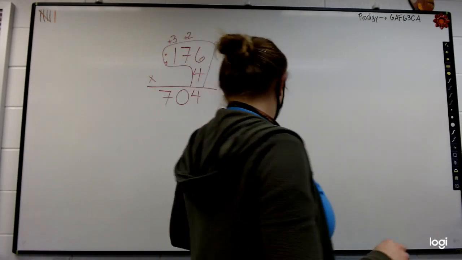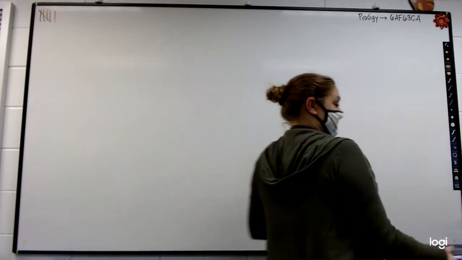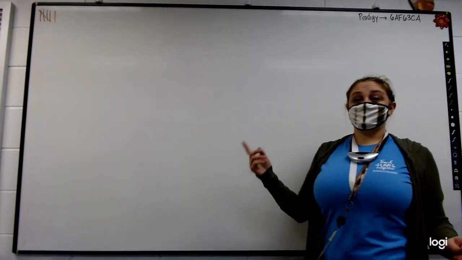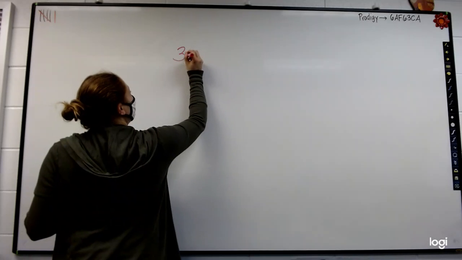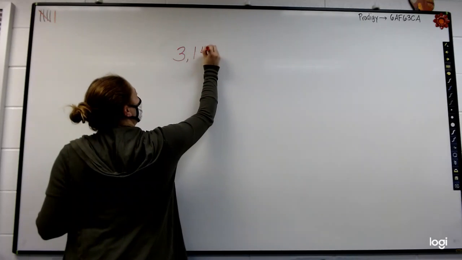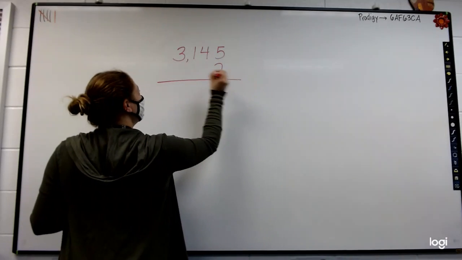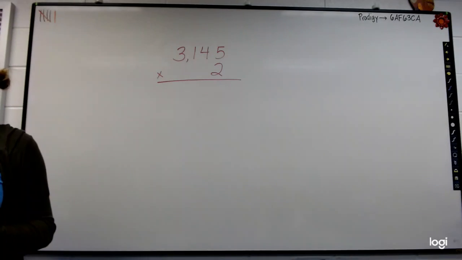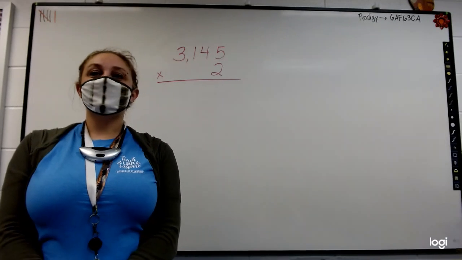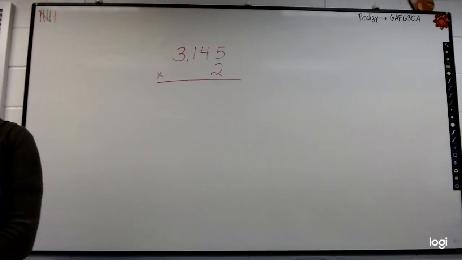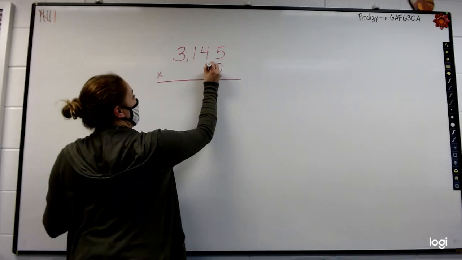All right. Let's try another. Erase your boards. After this one, I'm going to have you try one on your own before we check, so make sure you follow with us this time. Let's do 3,145 times 2. Copy it down. Hopefully I don't have to pause again. Copy it down, stay with us. 3,145 times 2. That's a long turtle head.